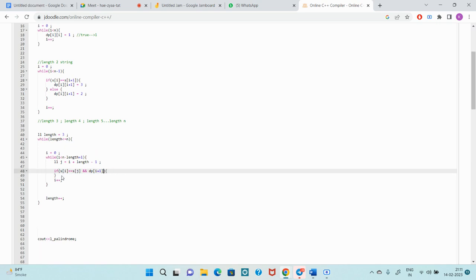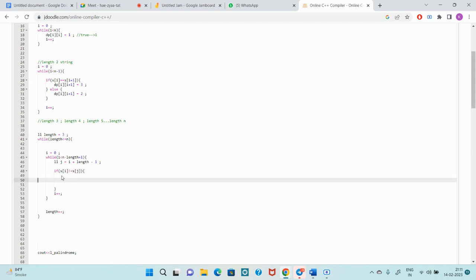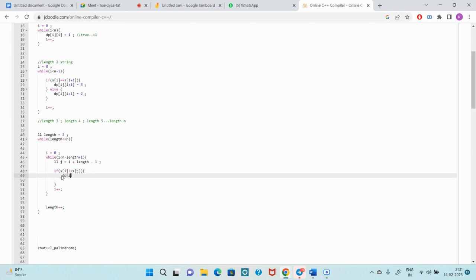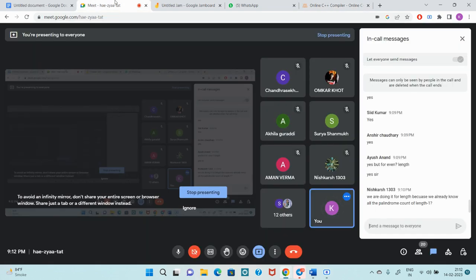So guys, please start telling me the code. If s[i] is not equal to s[j], then the dp of ij. Guys, can anyone tell me the clear formula? I will write that only and give him a chocolate.